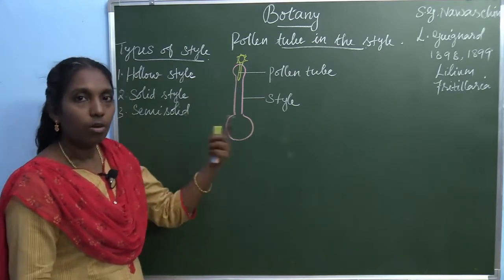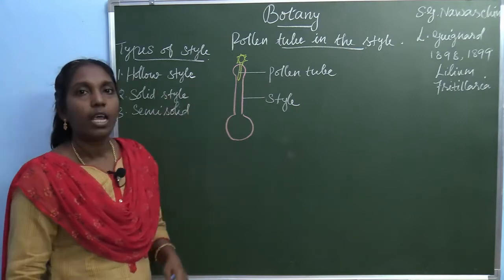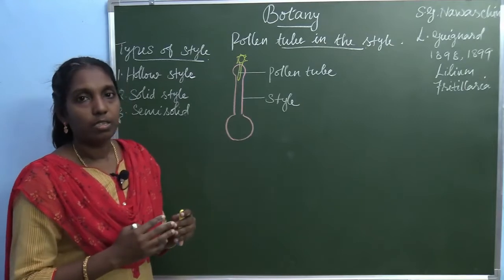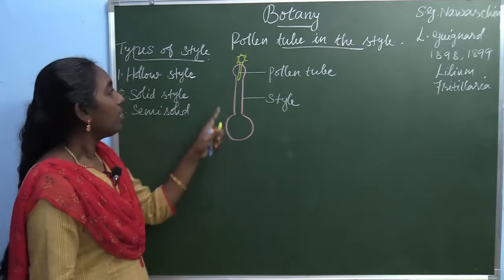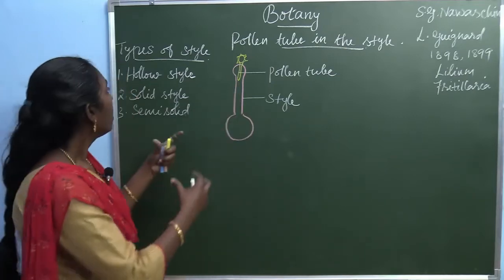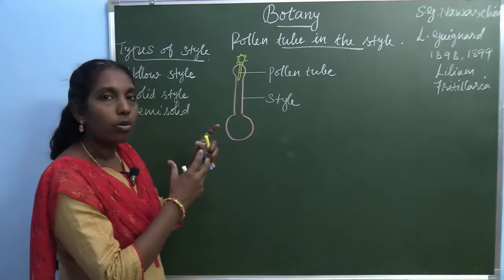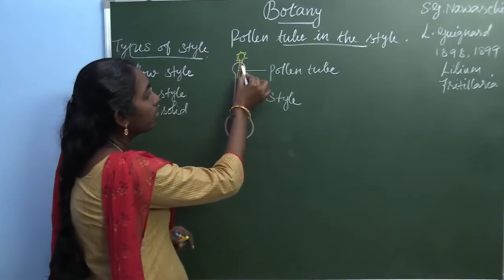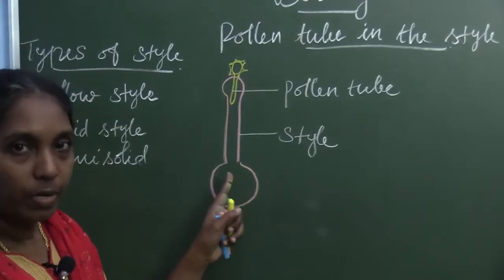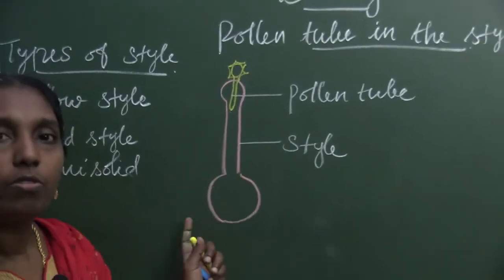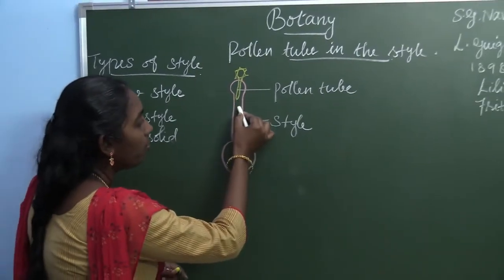Among these, we are going to discuss in detail the types of style. First type is hollow style. This style is observed in monocots. In this type of style, there is a hollow canal. This is the stylar region. There is a hollow canal running from the stigmatic surface to the end of the style. It secretes a mucilaginous substance. Through this, the pollen tube grows.